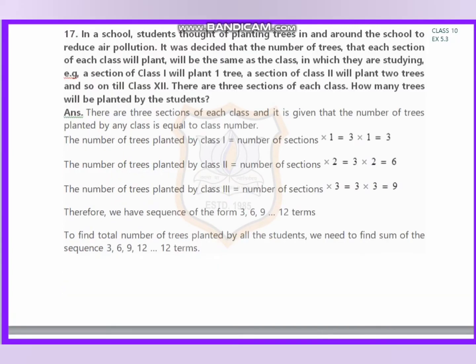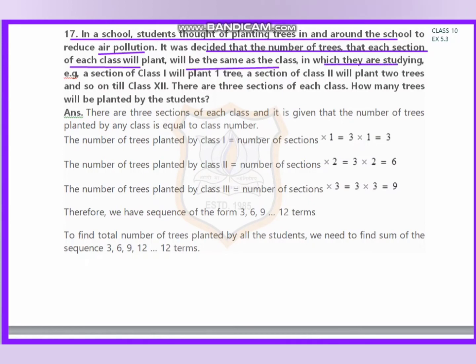Question number 17. In a school, the students have to plant trees around the school to reduce air pollution. It was decided that the number of trees each section of each class will plant will be the same as the class in which they are studying.